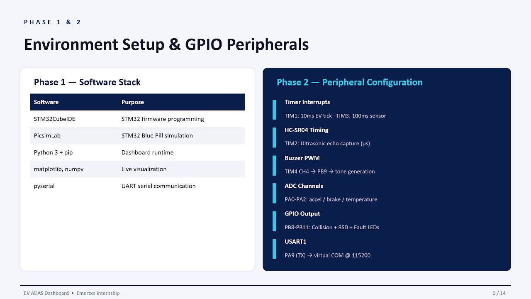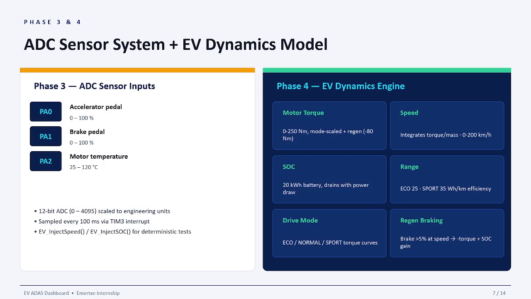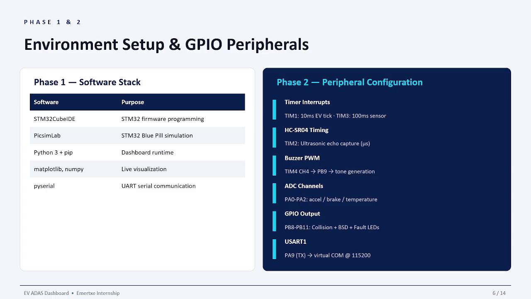After preparing the software, I configured the STM32 peripherals. Timer 1 generates a 10 millisecond interrupt that updates the EV dynamics. Timer 3 generates a 100 millisecond interrupt to periodically sample sensor values. Timer 2 works with microsecond resolution and measures the echo pulse width of the HC-SR04 ultrasonic sensor. Timer 4 generates PWM signals that control the buzzer used for alarm conditions. The ADC reads three analog inputs connected to potentiometers representing the accelerator pedal, brake pedal, and motor temperature.